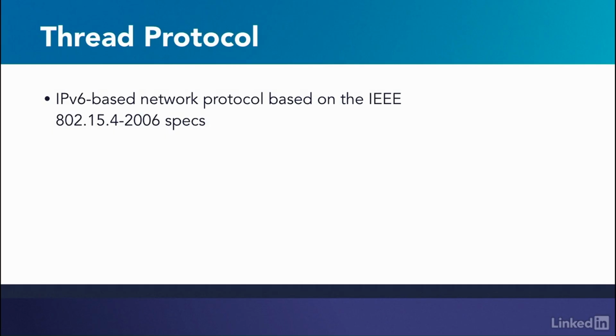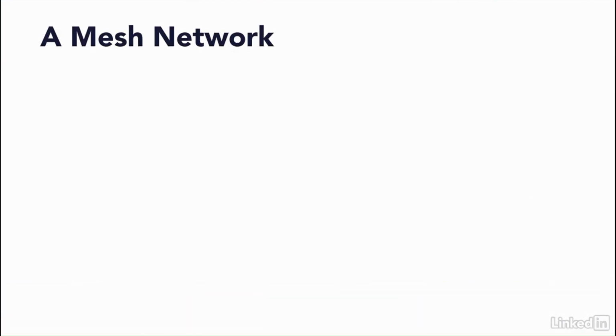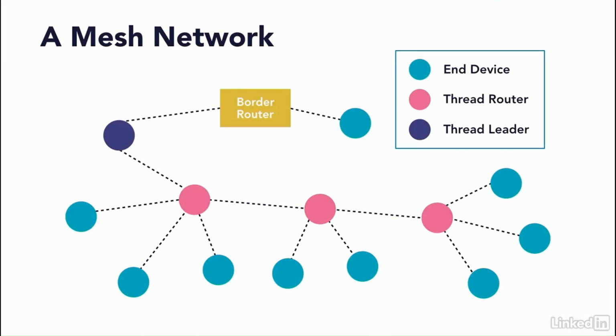for the low-power mesh networks on top of the IEEE 802.15.4 compliant radios. Thread can help us build a networking application focusing on the application features with little worry about underlying communication protocols or platforms it's built upon. Thread focuses on mesh networking between radio nodes, which can avoid single point of failure.